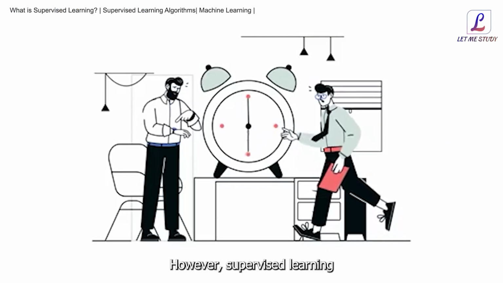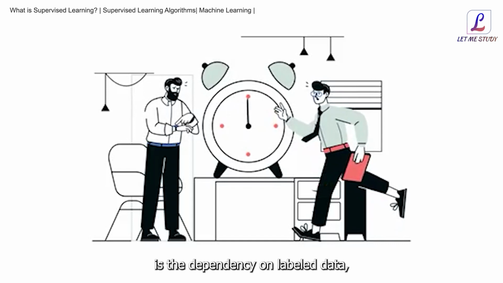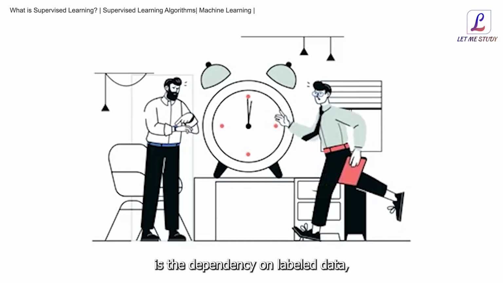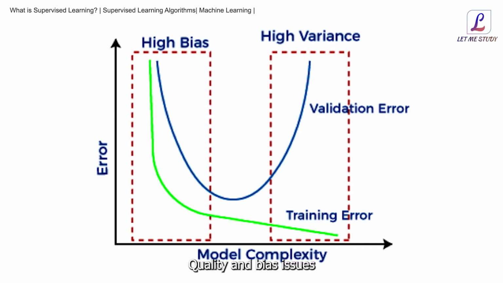However, supervised learning also has its limitations. One notable challenge is the dependency on labeled data, which can be costly and time-consuming to acquire. Quality and bias issues in the data used for training can also affect the performance and accuracy of the models.